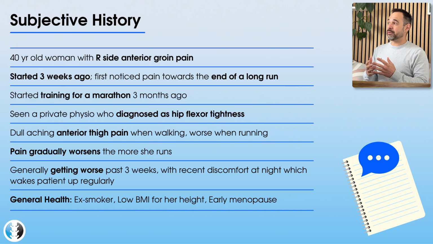She feels that her symptoms have generally been getting worse over the course of the last 3 weeks, to the extent that she has now been experiencing discomfort and pain at night, which she feels is waking her up regularly during the night. And as for past medical history, this patient is an ex-smoker. She has a relatively low BMI considering her height, and she is a patient who has gone through the menopause slightly earlier than you may imagine in other women.